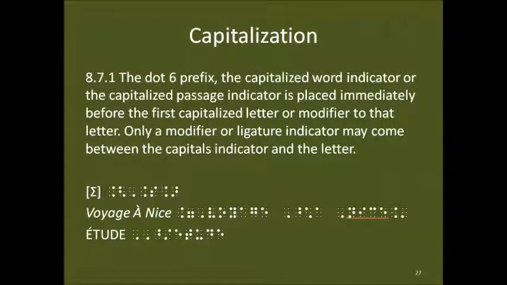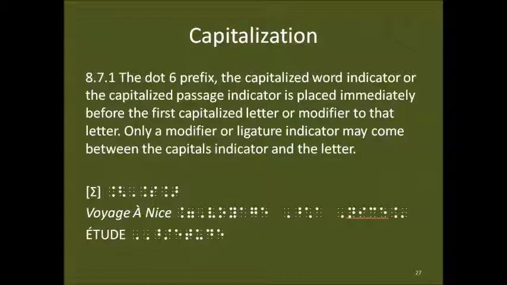Continuing on with capitalization, the dot 6 prefix, the capitalized word indicator or the capitalized passage indicator, is placed immediately before the first capitalized letter or modifier to that letter. Only a modifier or ligature indicator may come between the capital indicator and the letter. So, kind of repeating things again from a different angle.